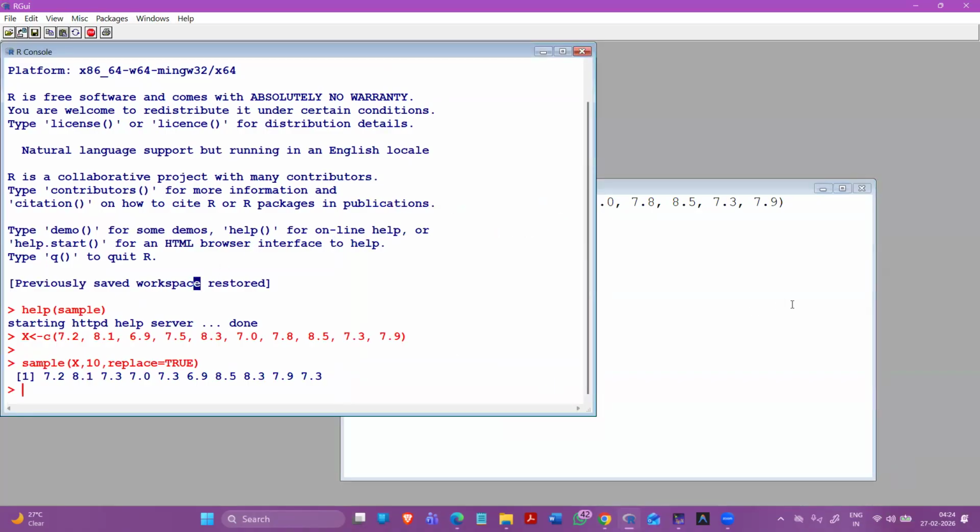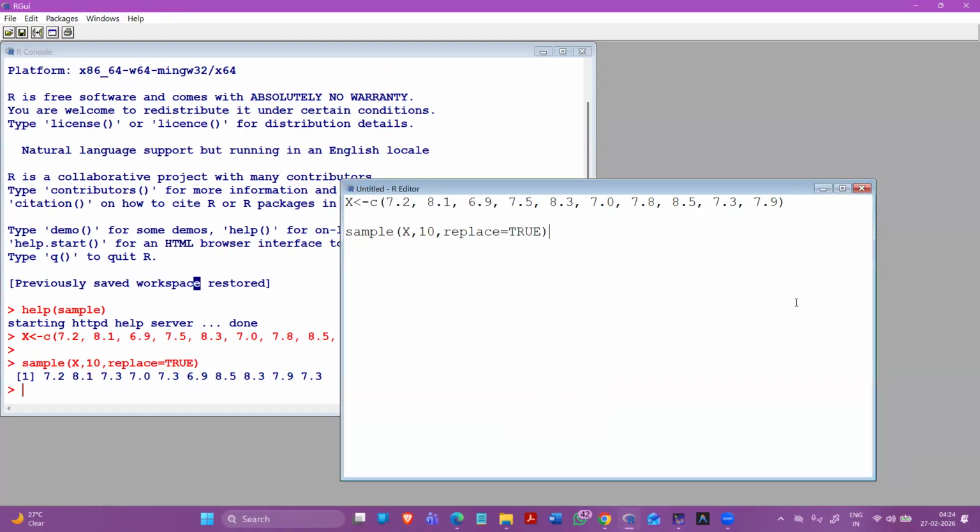So this is my one sample. What I am going to do here is generate it in small x. R is case sensitive, so small x and capital X are both different here. So I am going to do it again.